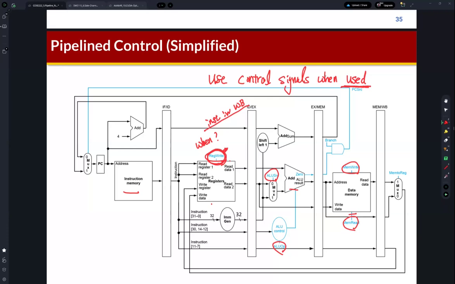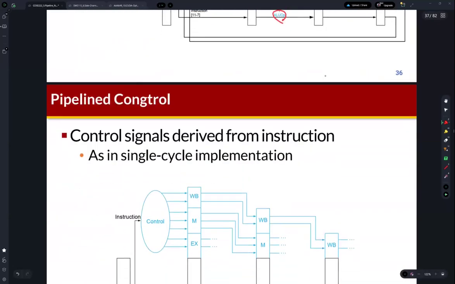So I mentioned when the instruction is in the write back stage. Which means this reg-write signal is required when the target instruction is in the write back stage. Then how can we generate this reg-write signal? Okay, but you need to remember this rule. Okay, let's see.